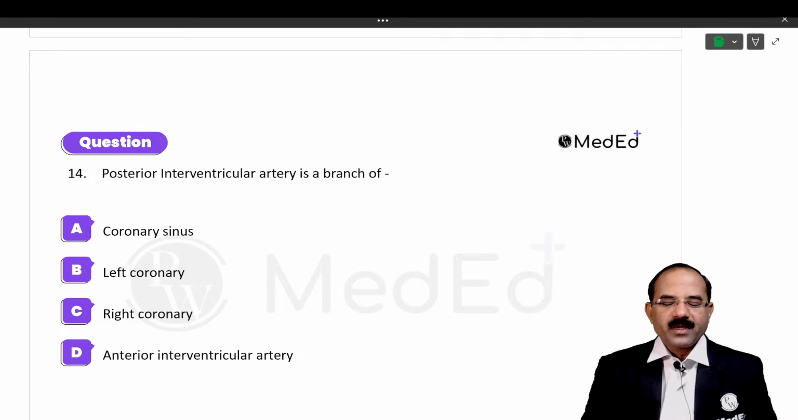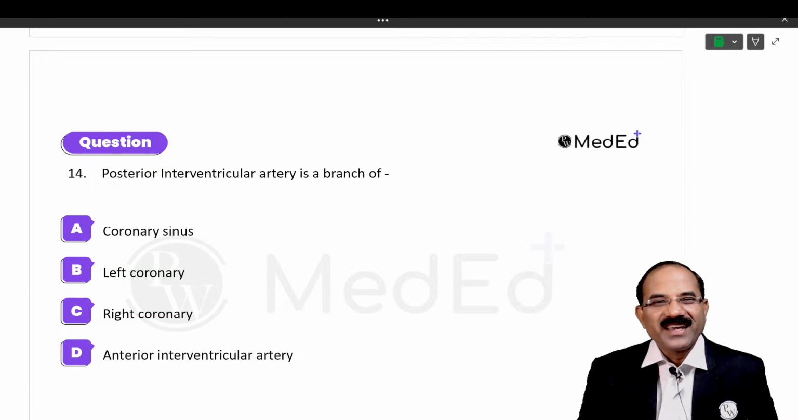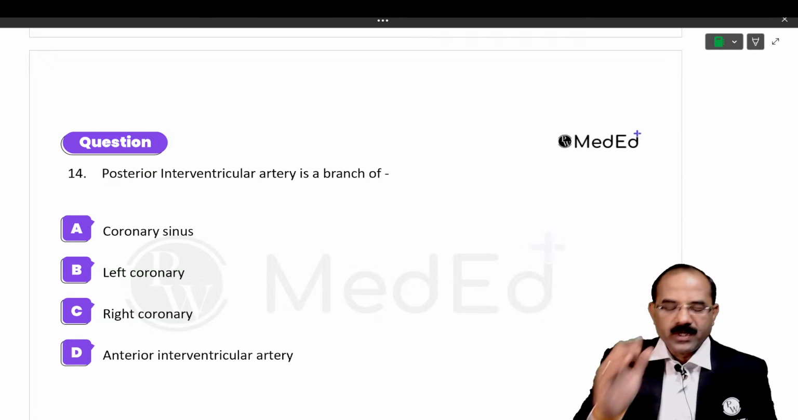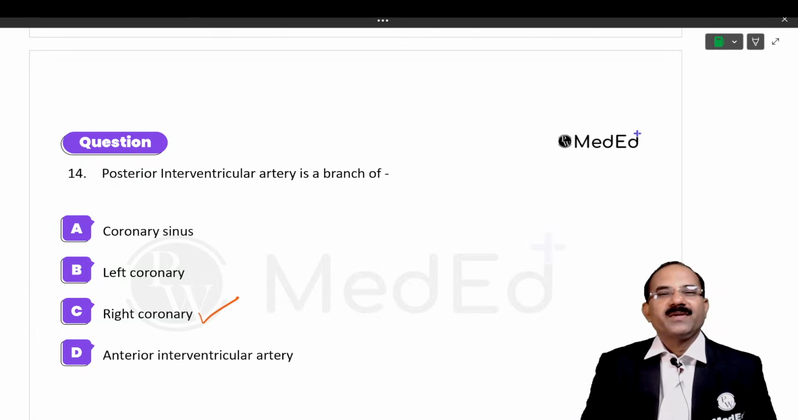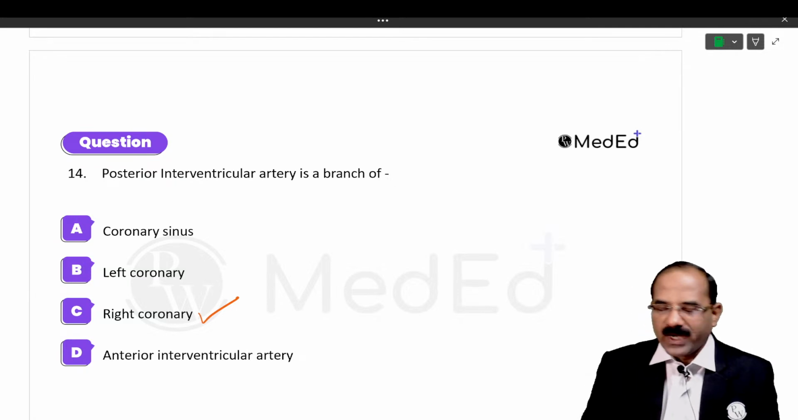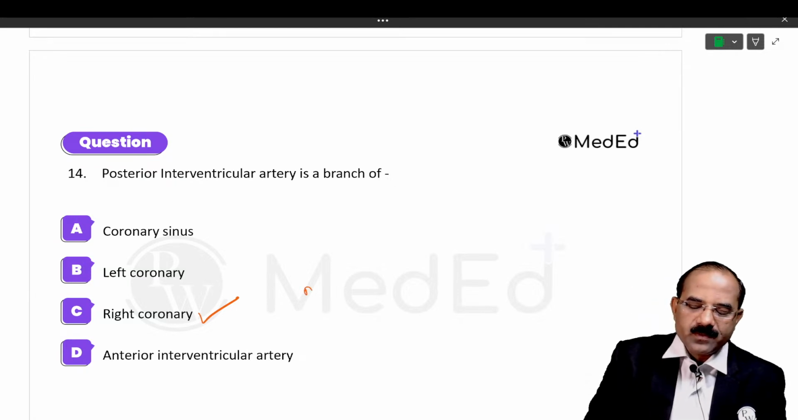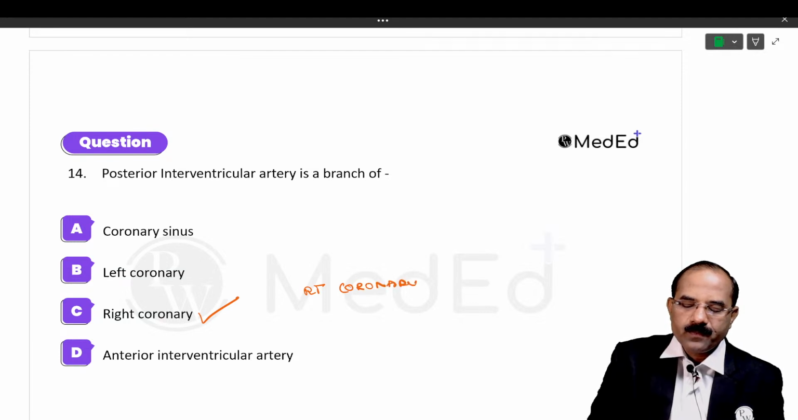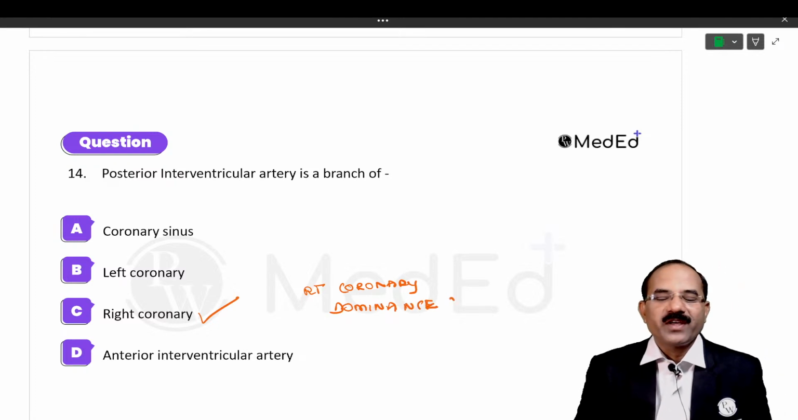Posterior interventricular artery is a branch of, yes, it is actually a branch of right coronary artery. In 85% of the cases, this is a branch of right coronary artery, and this is what we call the right coronary dominance. Right coronary dominance. Yes, very good, Dikshant.